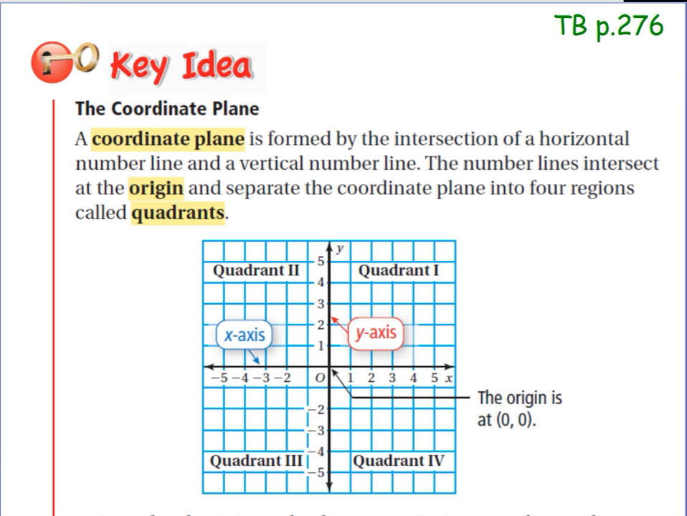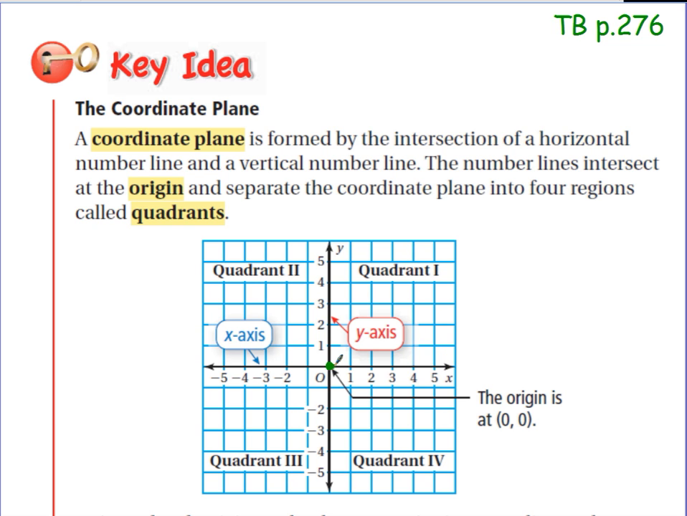A coordinate plane is formed by the intersection of a horizontal number line and a vertical number line. The number lines intersect at the origin. I'm going to highlight the origin here in green, and the coordinates of the origin is always 0, 0.